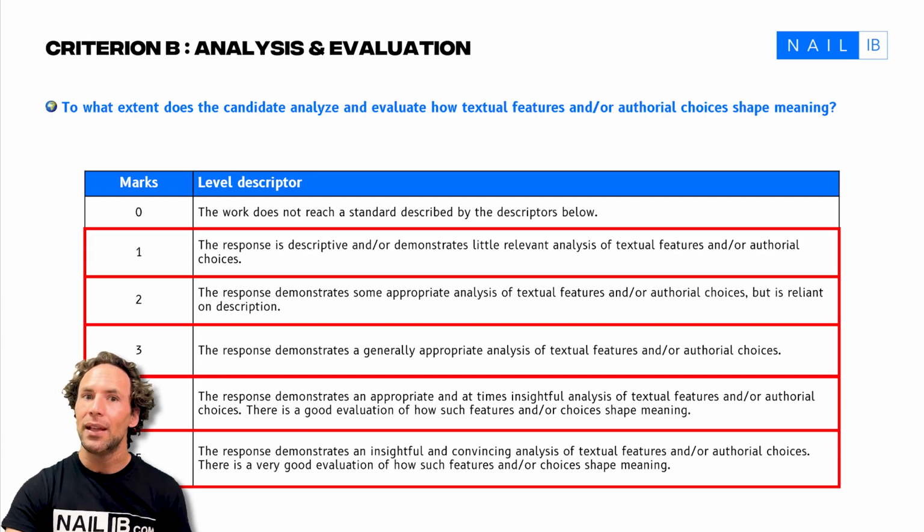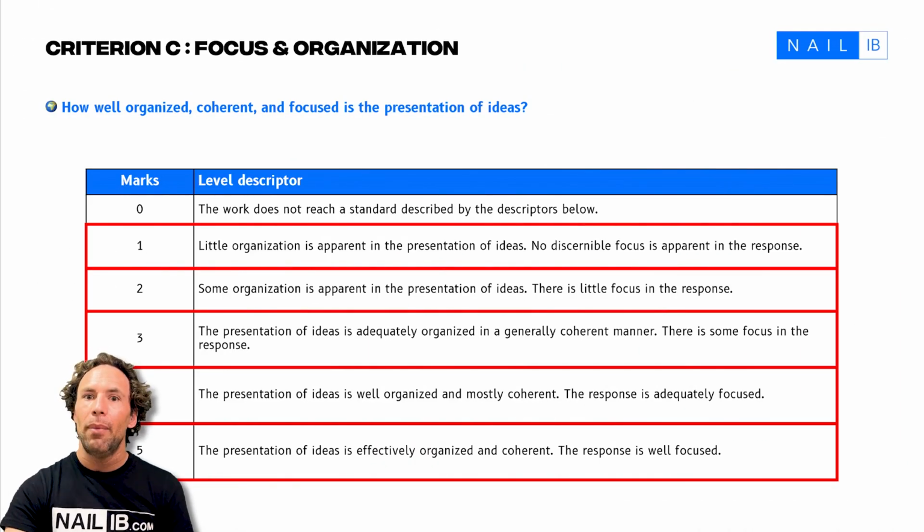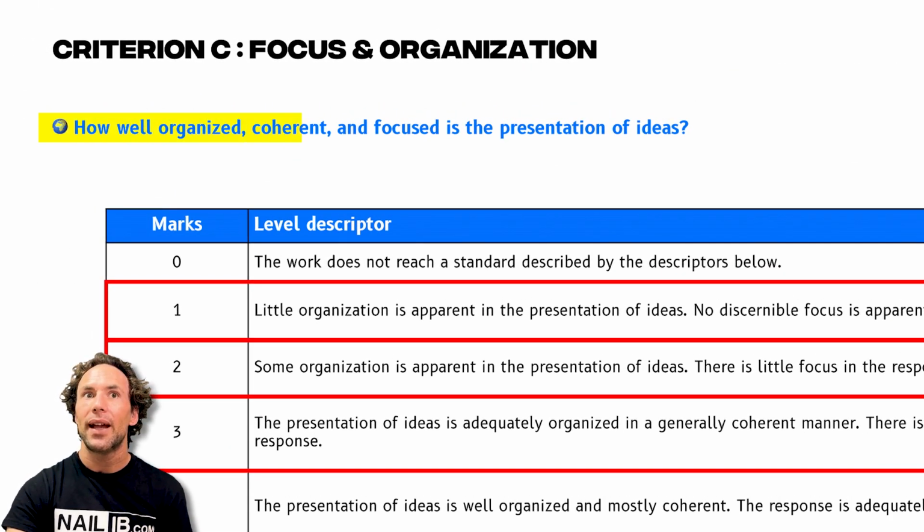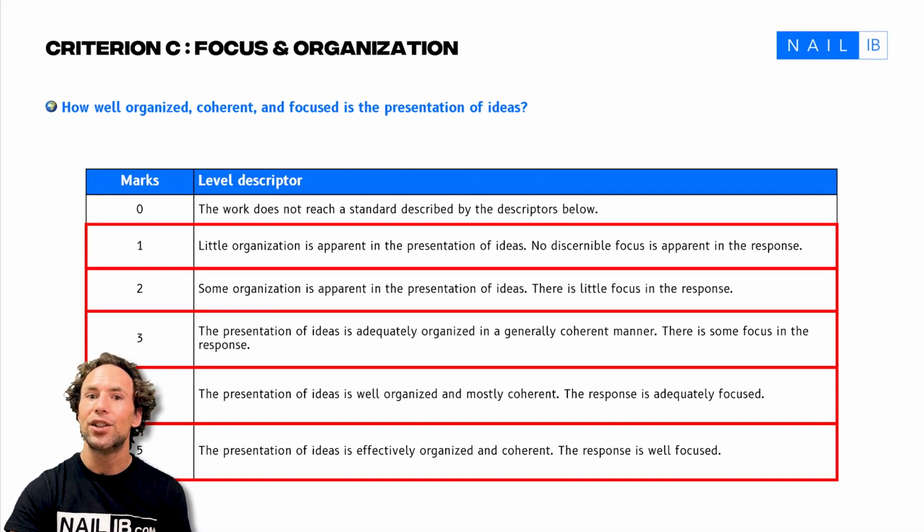So there's A, that's B. Now moving on to part C. Part C is a criterion that evaluates how well we organize and cohere our answer and how well we focus our ideas. So part C is essentially the framework of our analysis. It ensures our ideas flow logically and that our focus is sharp.